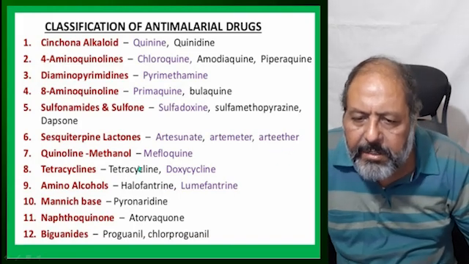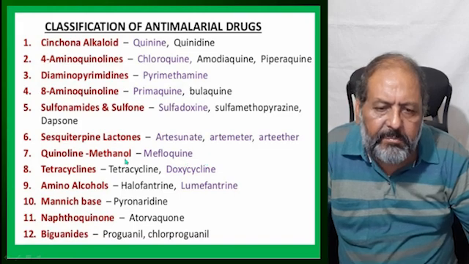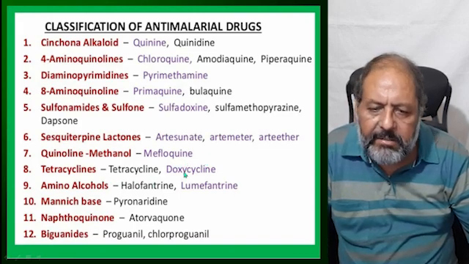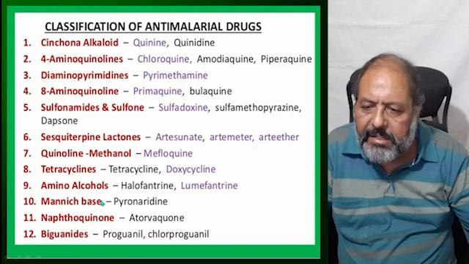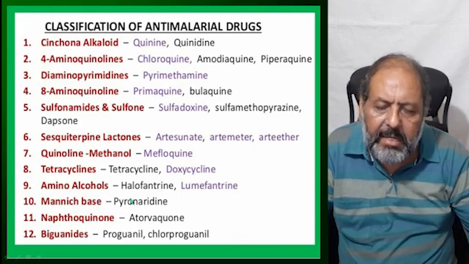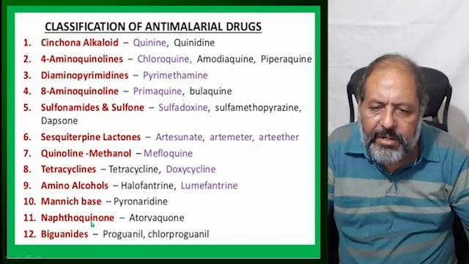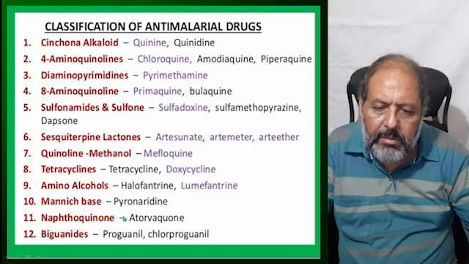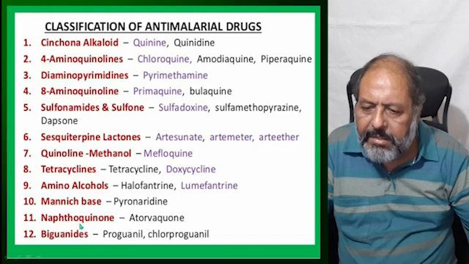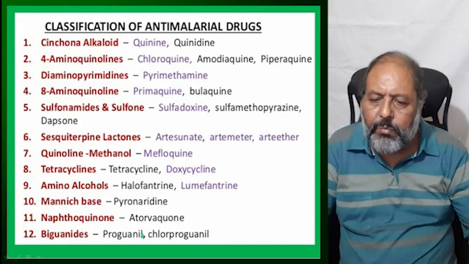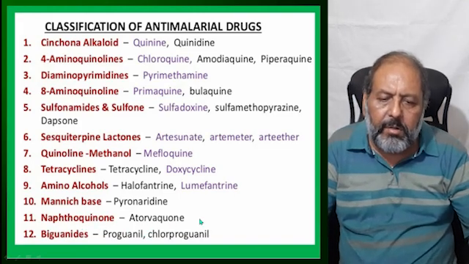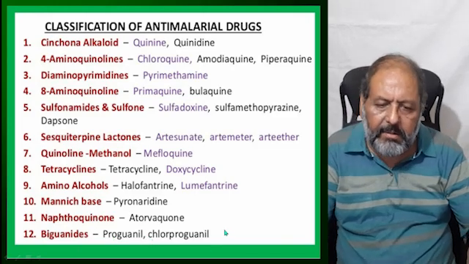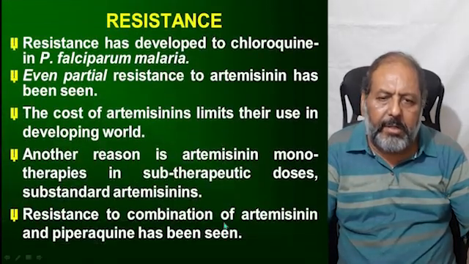Then quinoline methanol, that is mefloquine. Then tetracycline, that is doxycycline, amino alcohols, halofantrine and lumefantrine. Then Mannich base, that is pyronaridine. Then naphthoquinone, that is atovaquone, and biguanide, that is proguanil and chlorproguanil.